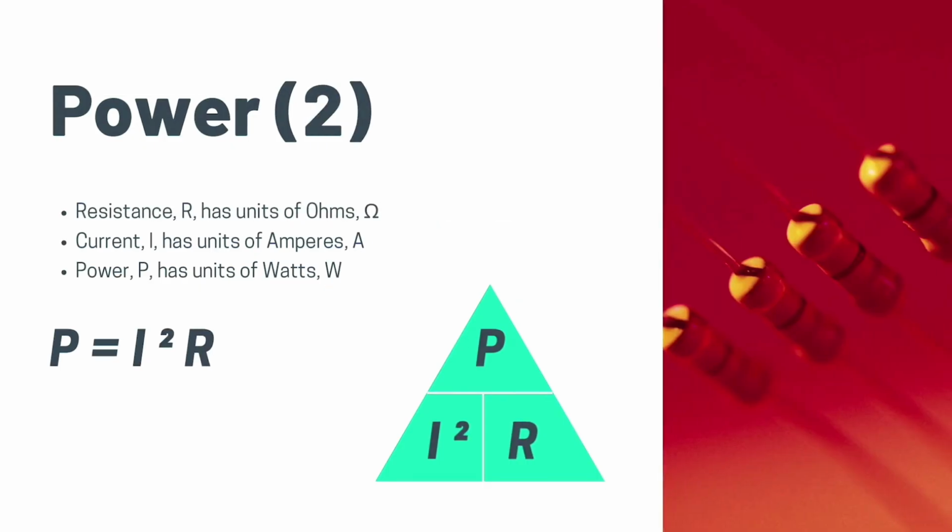The second power equation is, say you have some information about an appliance but you don't know what the voltage is. Well, you can't use P equals IV to find the power if you don't know what the voltage is. But you might know the resistance. So instead of using P equals IV, you'd use our second power equation, which is P equals I squared R. We know what P is, we've just talked about that. That's power and has units of watts. We know what current is. That's current and it has units of amperes. R is resistance and has units of ohms.